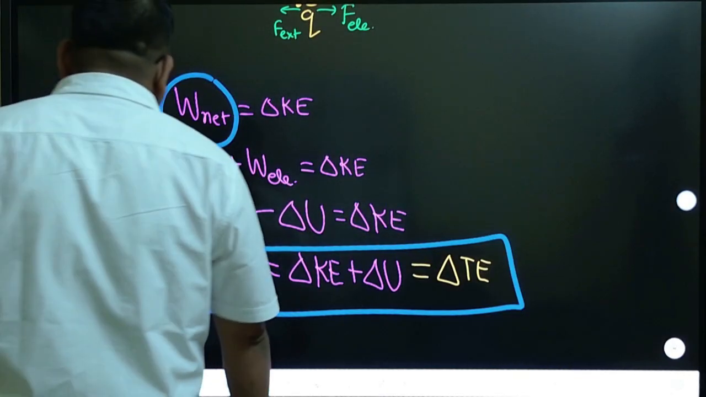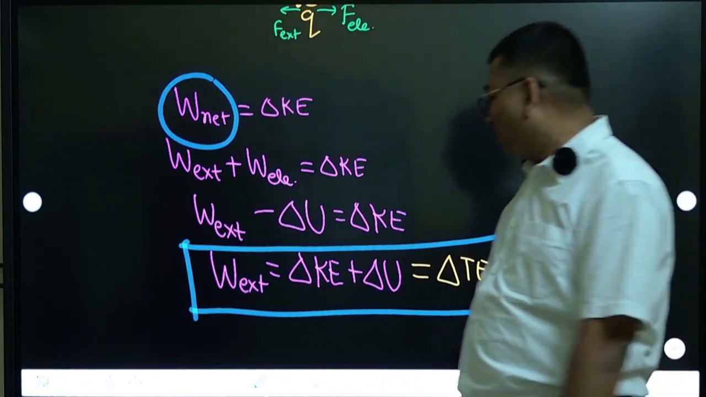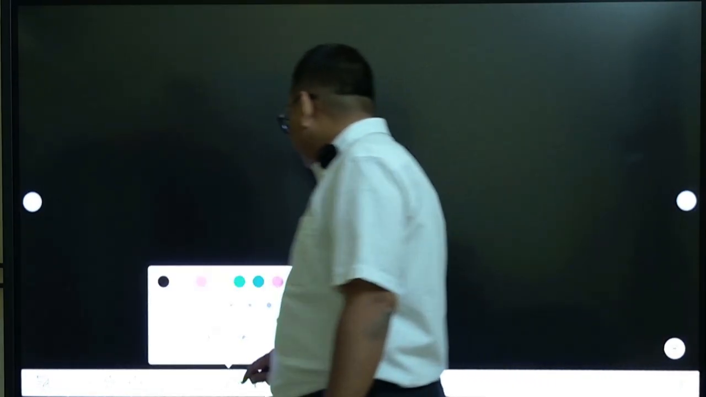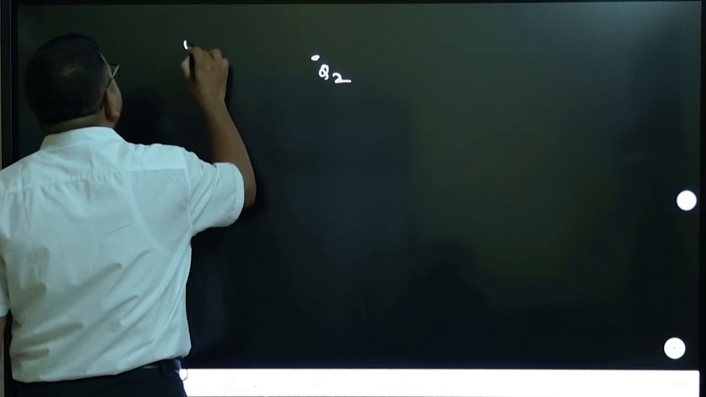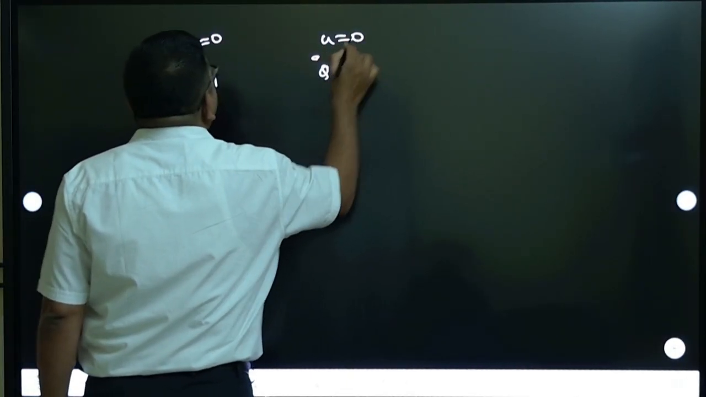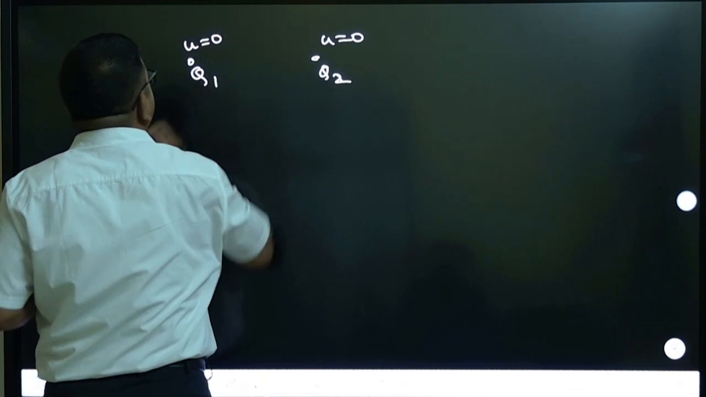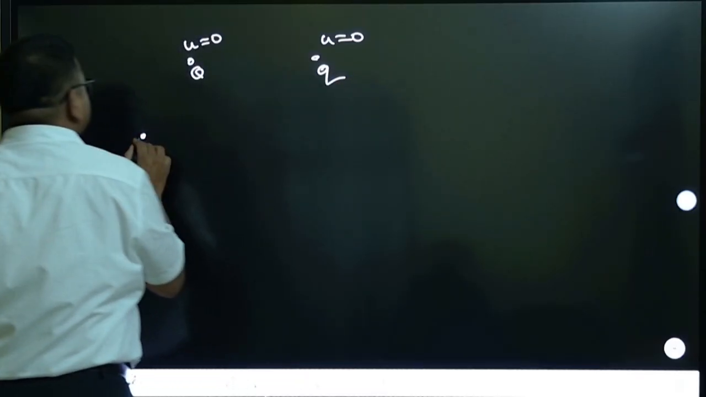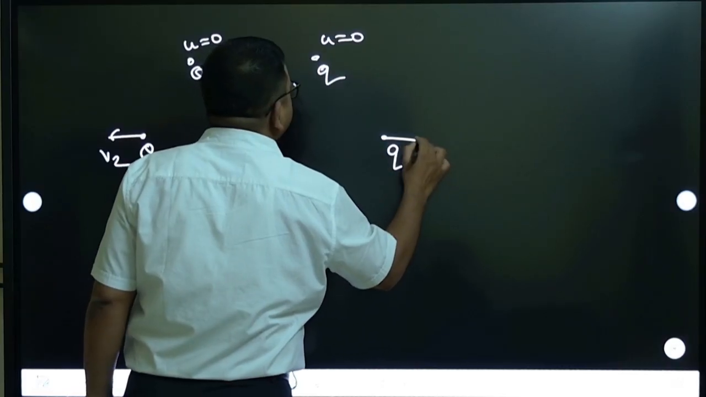Okay. So now you approach that question which I told you in the beginning. Now you can solve it very fast. How will you solve it? Let us say this was the charge q1 and q2, and initially it had zero speed. One was capital Q, another was small q. Now this capital Q has V2 and this small q has V1.